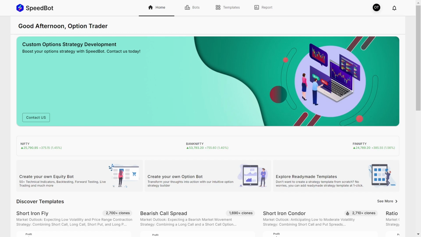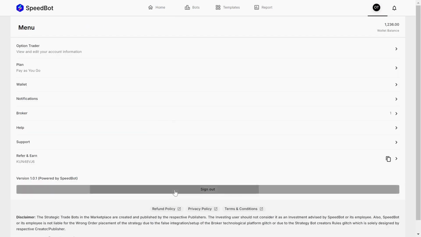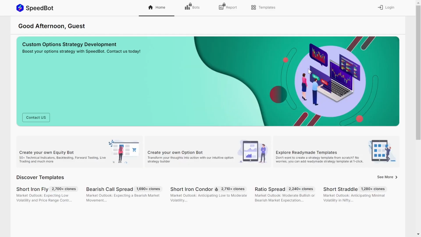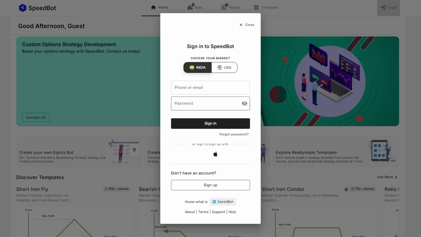So this is a question asked by Mr. Shiva Reddy. So Shiva, it is possible that if you have a US based brokerage account, then you can have the APIs integrated with SpeedBot and you can run your US based bots using SpeedBot. So just to give you a context, let me just switch on to the US version.